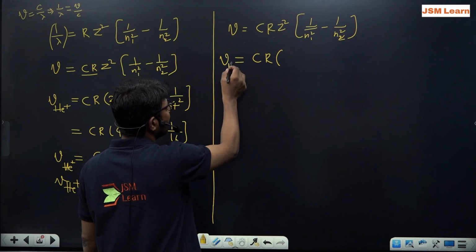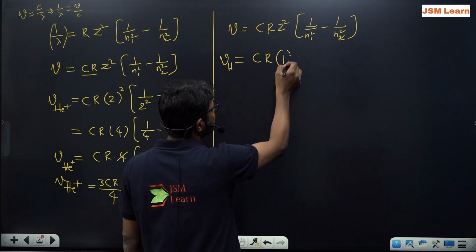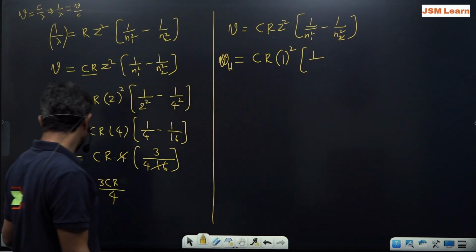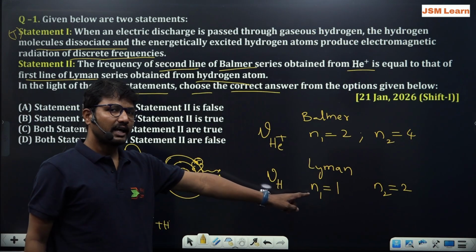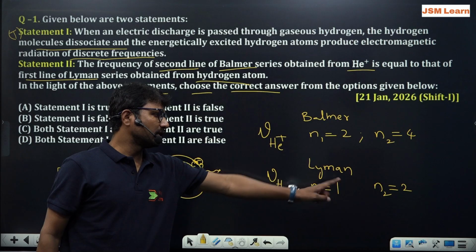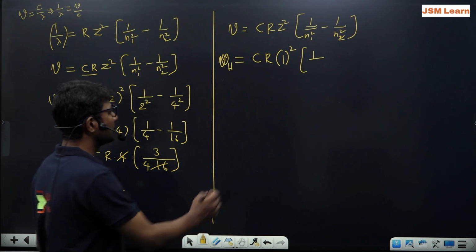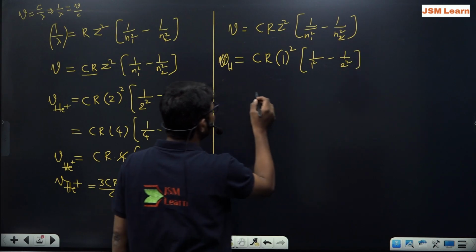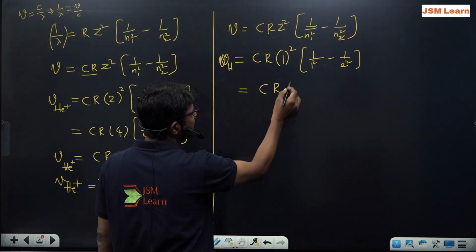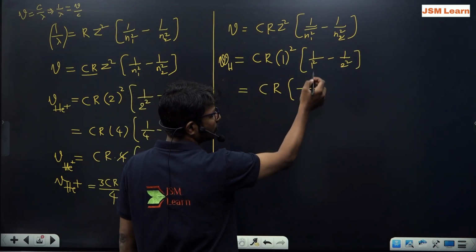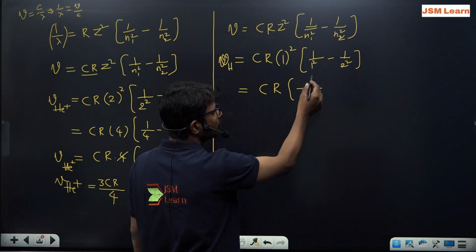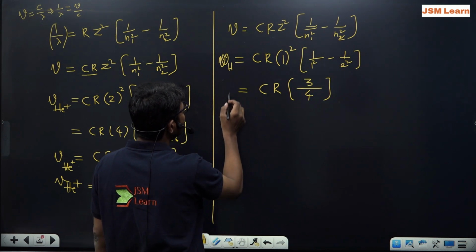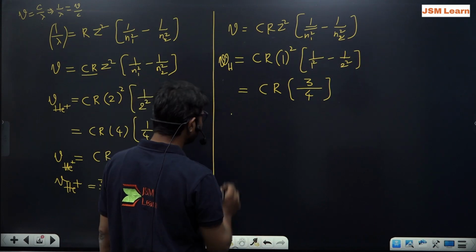This is for hydrogen atom. Cr into Z value is 1. Here, the values are what? Lyman series first line: N1 is equal to 1, N2 is equal to 2. So substitute these values: 1 square minus 1 by 2 square. Here you will get the value as Cr into 1 square is 1, 2 square is 4. On taking LCM, we will get the value as what? 3 by 4.